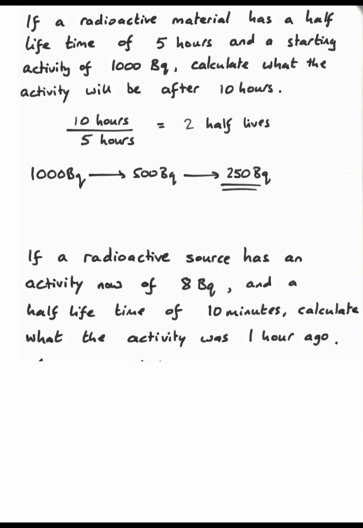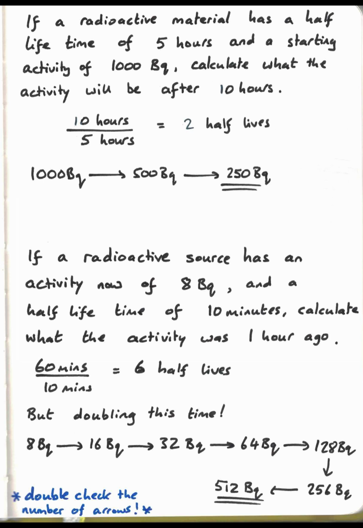In this question, the current activity is 8 becquerels, and given a half-life time of 10 minutes, we want to find what the activity was an hour ago. In just the same way as we started the previous questions, we work out that there are 6 half-lives in this big lot of time. So, because we are traveling back in time, we multiply the activity value now by 2, 6 times. Eventually we end up with 512 becquerels.